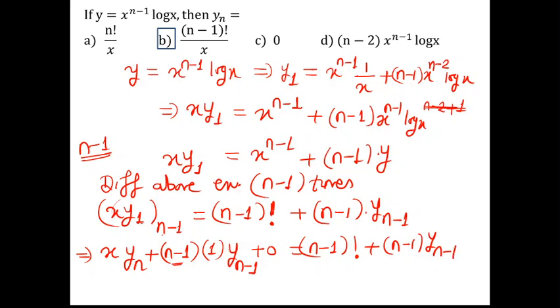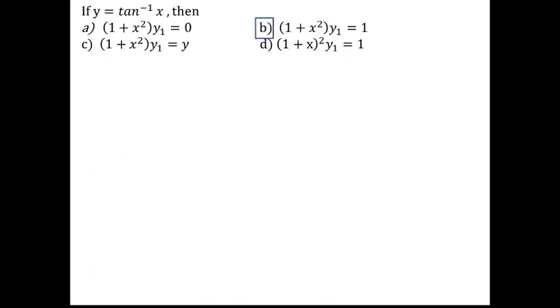Now you can see here, this is common, so that gets cancelled, and if you rearrange this, you will find that yn will be nothing but equal to n minus 1 factorial upon x, which is given as option number B. So like this it is answered.